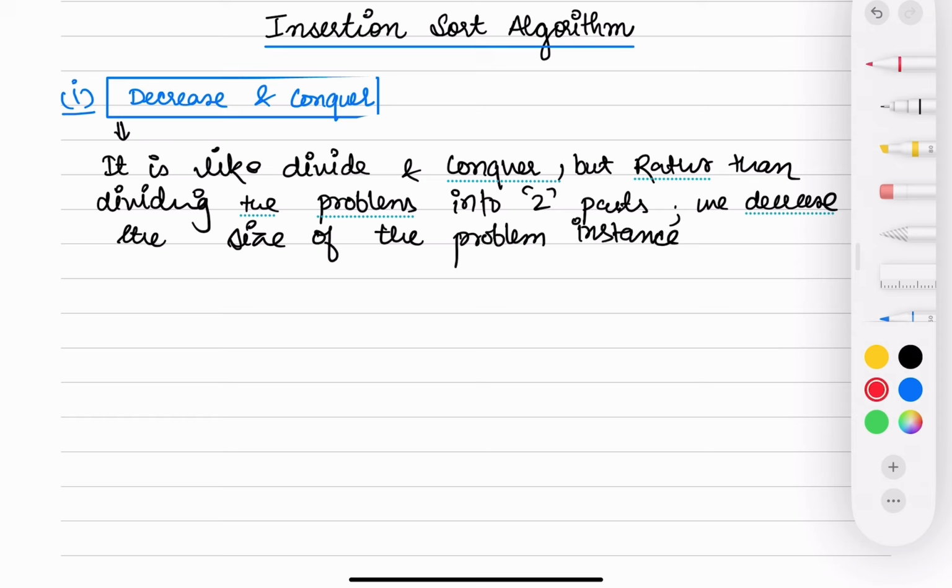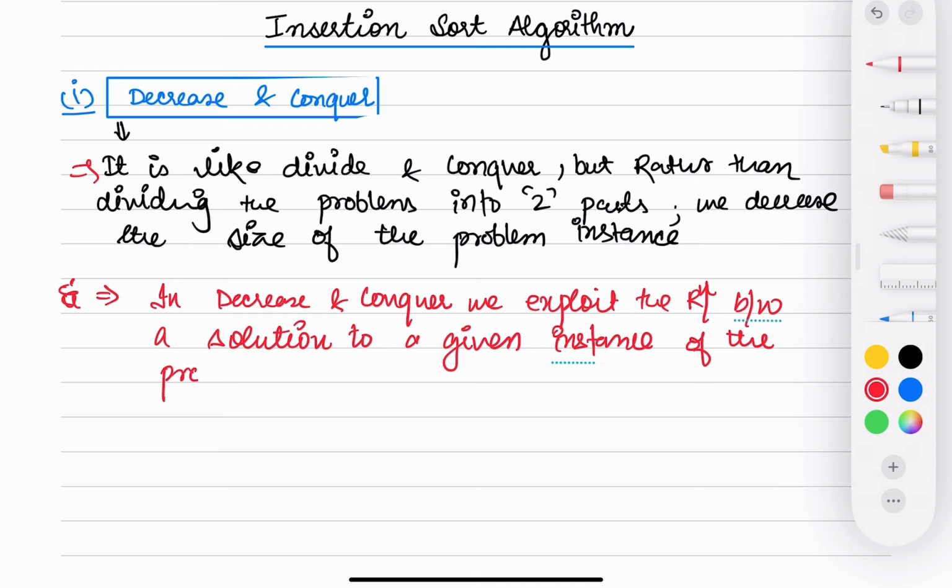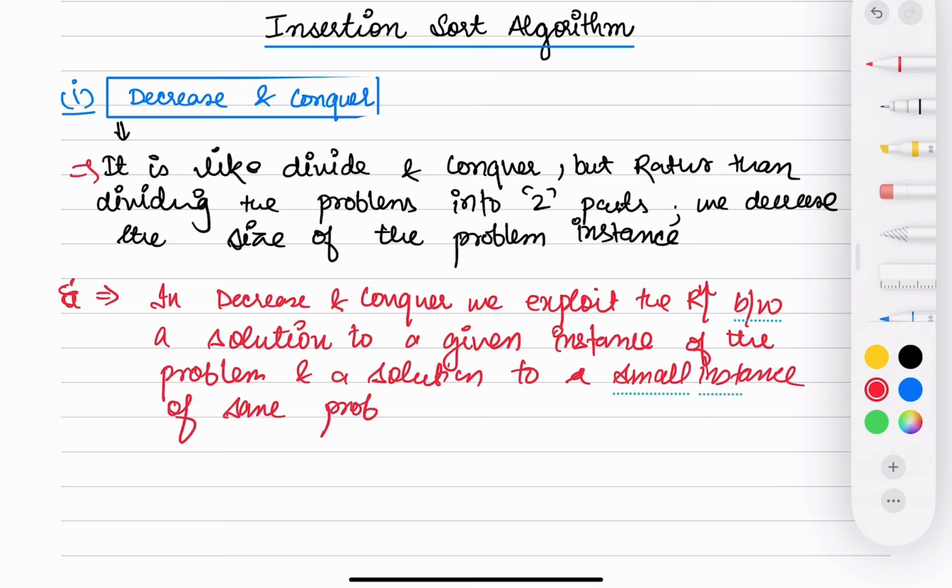Or you can write the same thing this way, if you are not getting this also: in decrease and conquer, we exploit the relationship between a solution to a given instance of the problem and a solution to a smaller instance of the same problem. Don't worry, we are going to see examples.